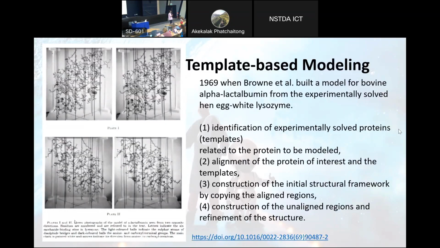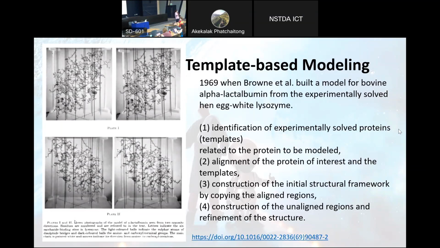The structure of the egg white lysozyme was available. At that time, the algorithm for alignment which Travis went through was not discovered. So Brown et al. manually aligned the alpha lactalbumins with each other. And then they used the idea that wherever they are similar to the lysozyme, the sequence is similar, the structure should be similar, okay?